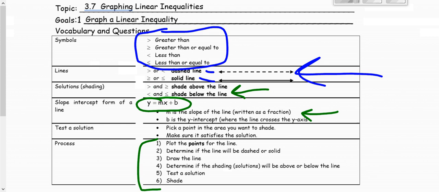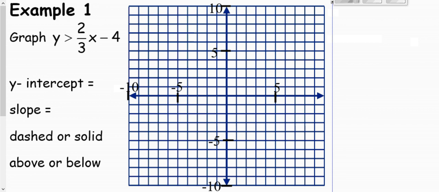So let's jump in and look at example 1. I have a couple of things in your handout to help you through the process. First, let's start with our y-intercept and our slope. What is our y-intercept? It's -4. What is our slope? 2/3. So then let's go make our dots.